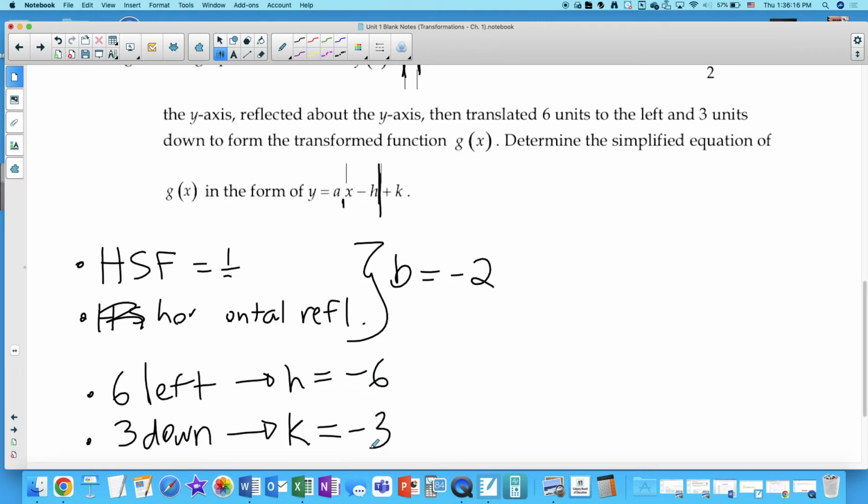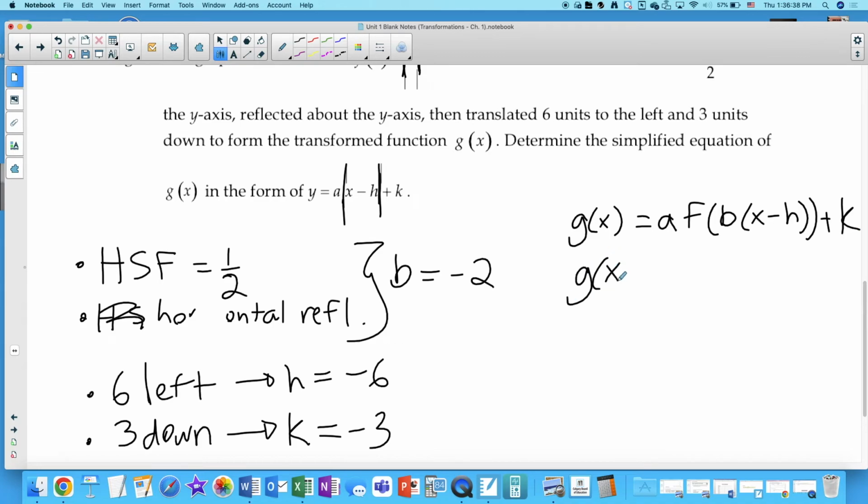Whew. Okay, so let's start with g of x equals a f of b times x minus h plus k. Let's start with that and fill in all of our a's, b's, h's, and k's. Okay, so g of x is going to equal a, there's no a value, so that's just 1, absolute value of -2 times x minus 3 plus 6 plus k. No, plus 3. So I just realized, actually, I swear I'm not doing this on purpose. I'm thinking ahead. That's my problem. I got to be in the moment.